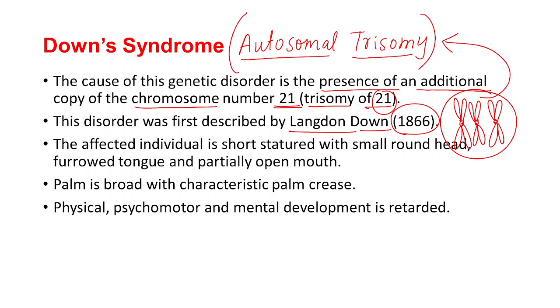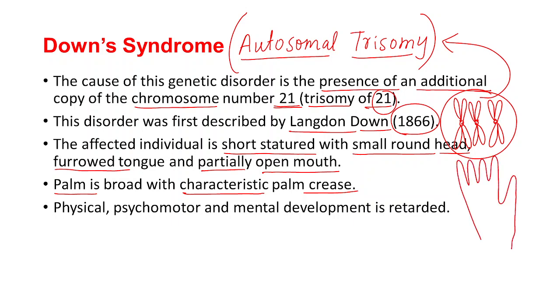Clear? Here the affected individual is short statured, with a small and round head, with a furrowed tongue and partially open mouth. These are the characters of what? Down's syndrome. The affected individuals will be short statured. They will not have the proper normal height. The height will be lessened, a small round face will be there, and a furrowed tongue and partially open mouth. And the most important point here is the palm is broad with a characteristic palm crease. When you observe the palm of the individual, a characteristic palm crease will be seen. Right? Next one.